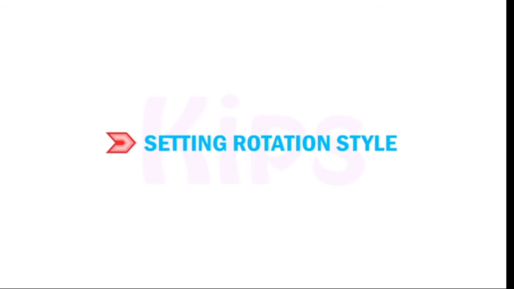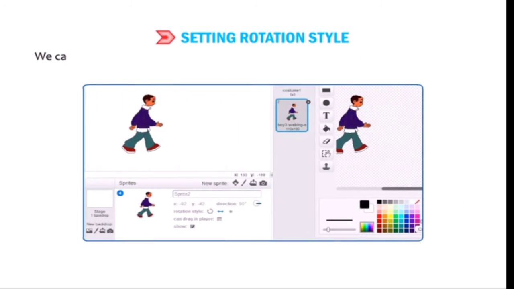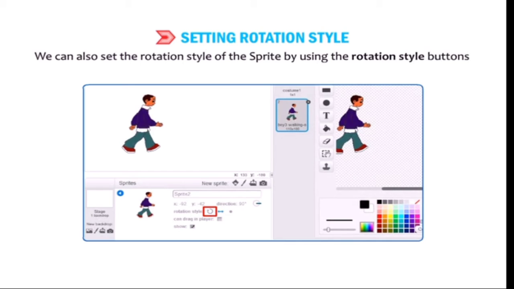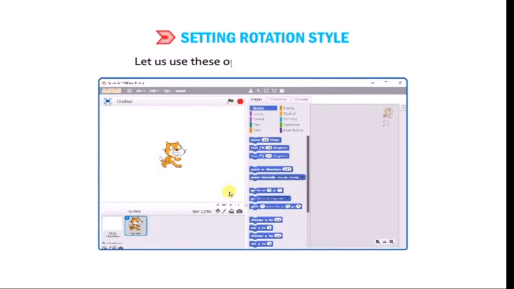Students, let us learn about setting the rotation style. We can also set the rotation style of the sprite by using the rotation style buttons present in the sprite info pane. Let us use these options in the Scratch project.